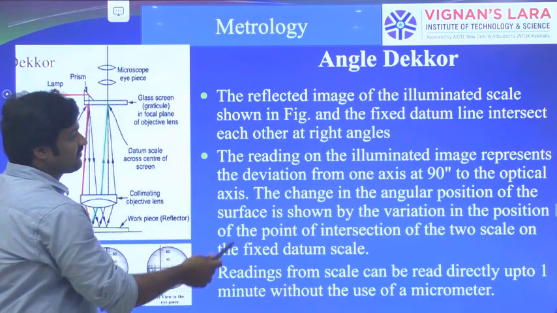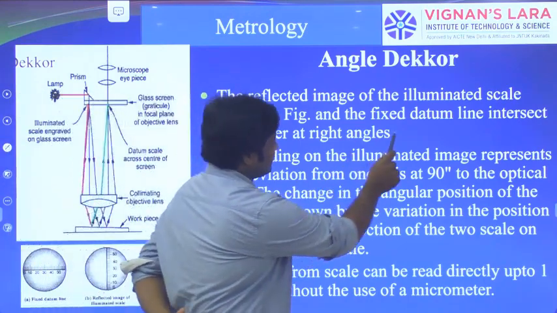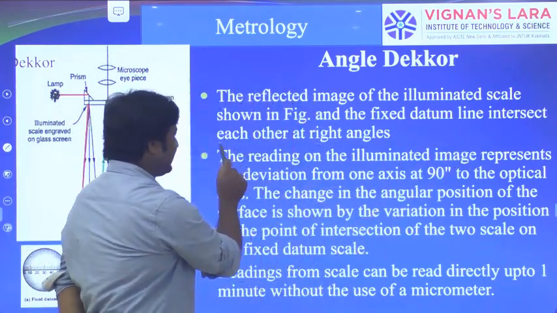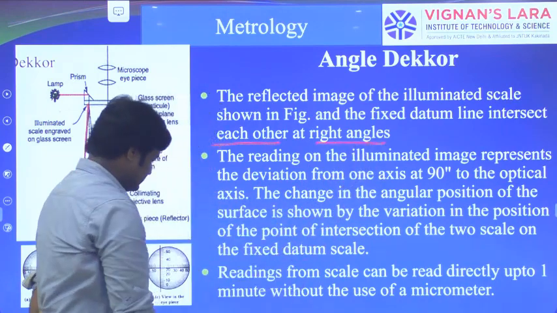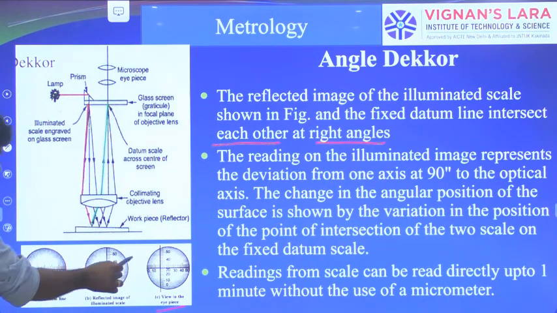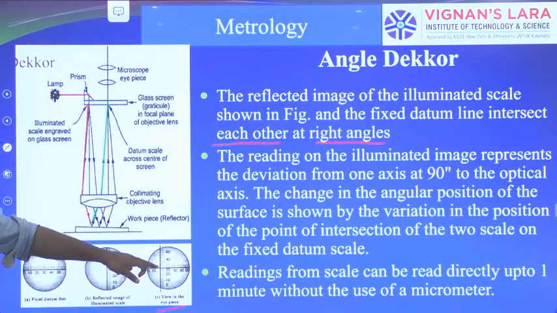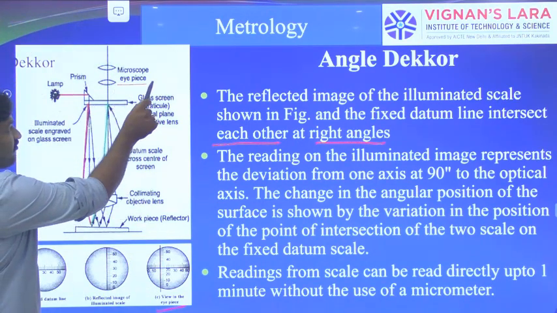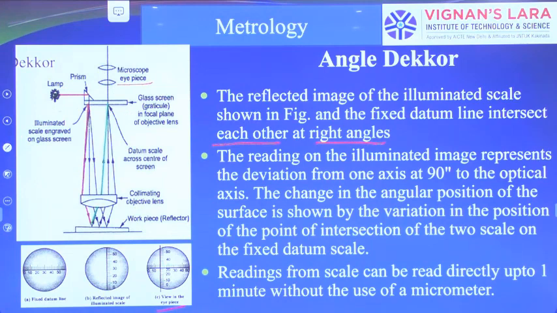So the reflected image of the illuminated scale and the fixed datum scale intersect each other at right angles, like this. One is horizontal and one is vertical. Those two are intersecting and that can be viewed from our microscope. If we see the component from the workpiece, then we can identify these two scales, one horizontal scale and one vertical scale. Those two scales can be seen from the microscope.